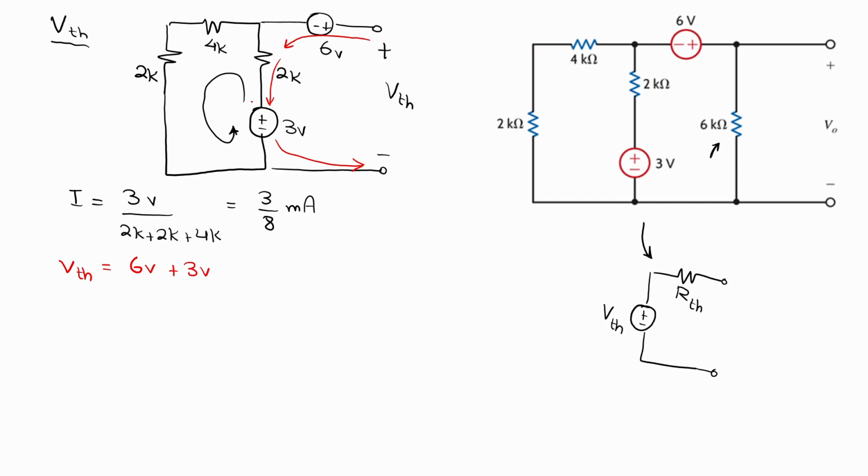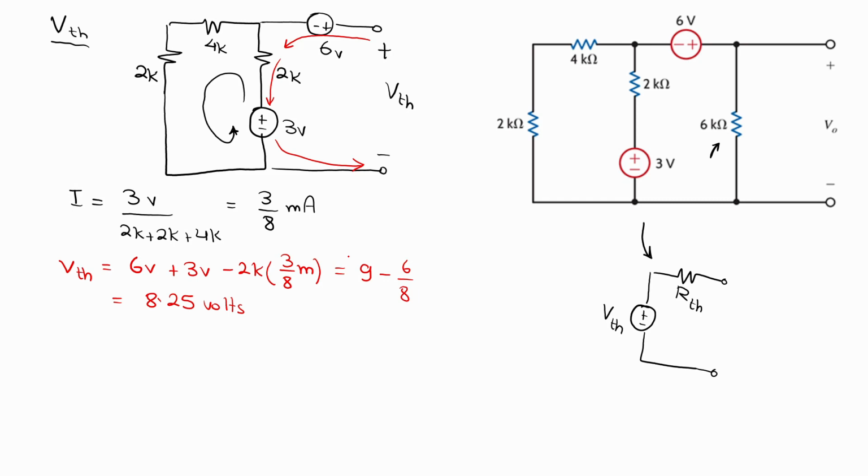Since the actual current is flowing against the path we took from the positive to the negative terminals, the drop will be with a negative sign, which is minus 2K times the current, which is 3 over 8 milliamps. So the voltage will be equal to 9 minus 6 over 8, which will be equal to 8.25 volts. So this is V Thevenin.